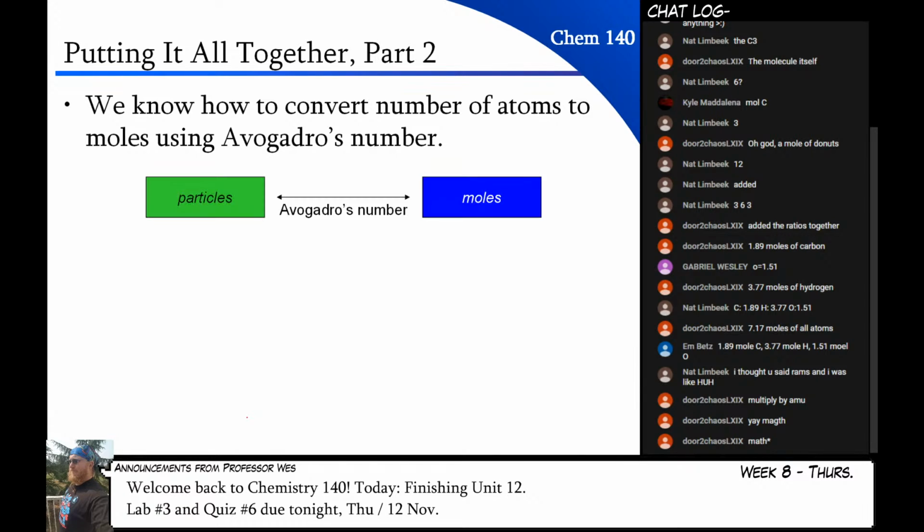All right. So you'll remember that we could do this from before. So if I wanted to know how many atoms or formula units or whatever were in a sample, I had to use Avogadro's number to convert from moles to amount.